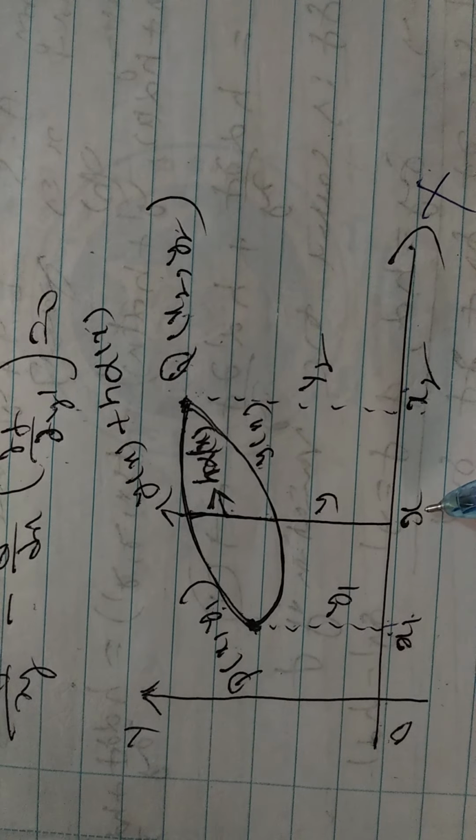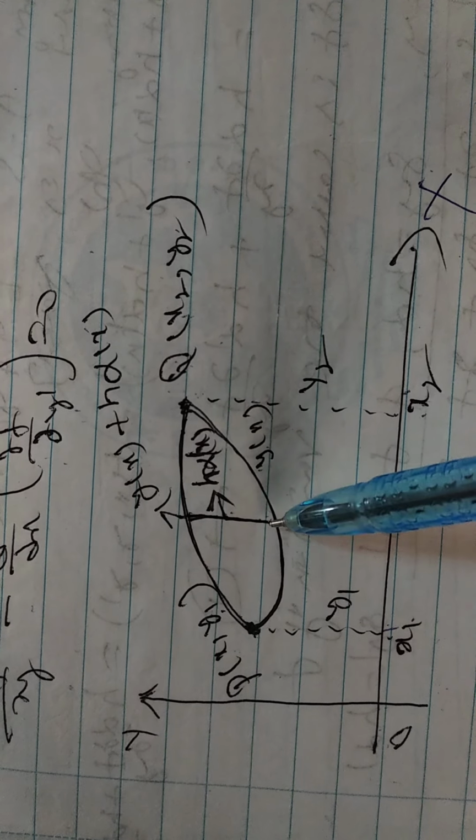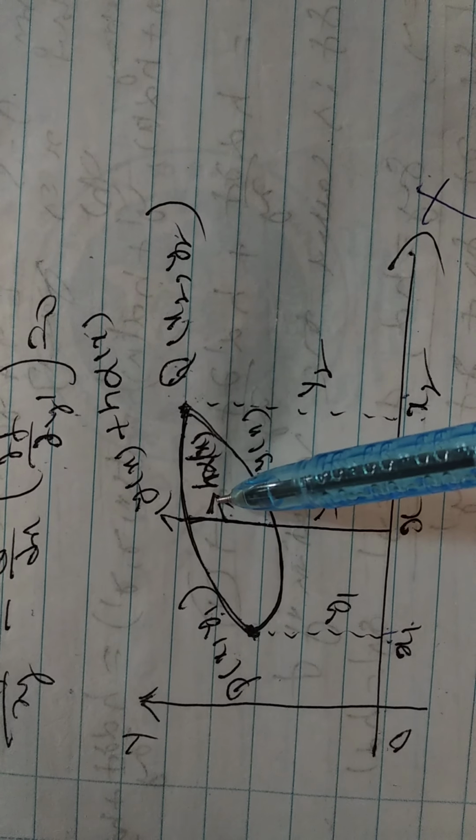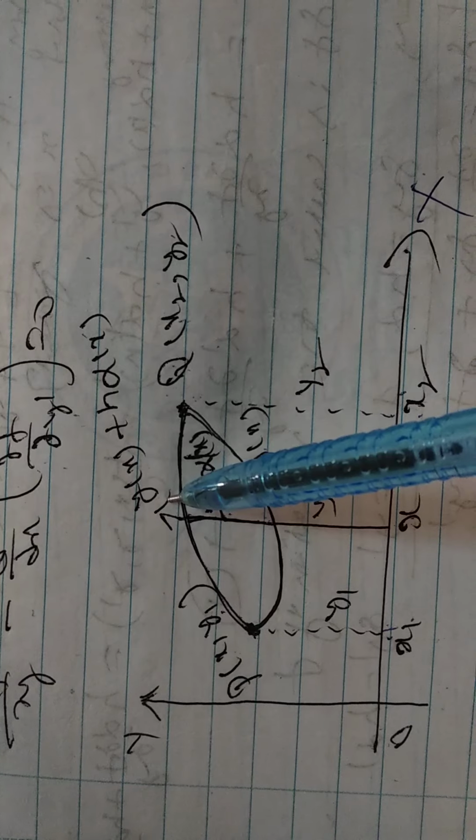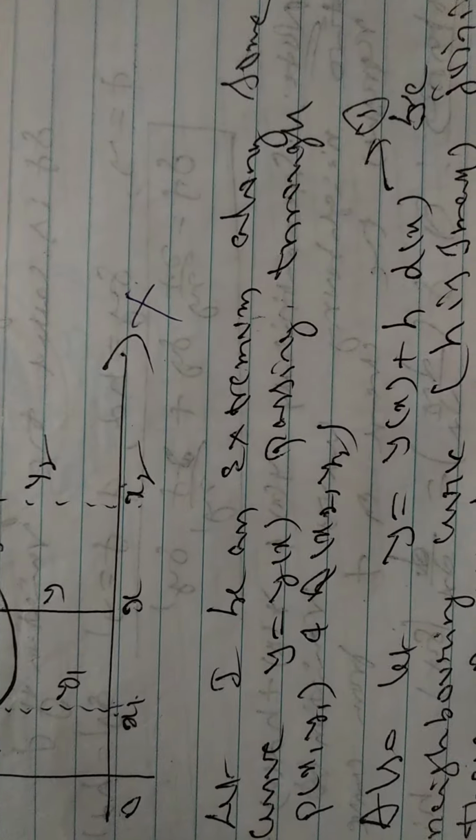Now you have to write here that x, and this is the y, and this is the h alpha x, the small increment. So y of x plus h alpha x. Now let I be an extremum along some curve y is equal to y of x. What is the meaning of I? I is the functional. I is equal to the integral from x1 to x2 of function of x comma y dash. So functional, let I be an extremum.